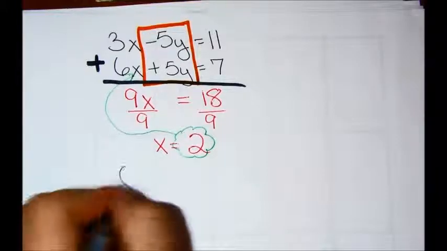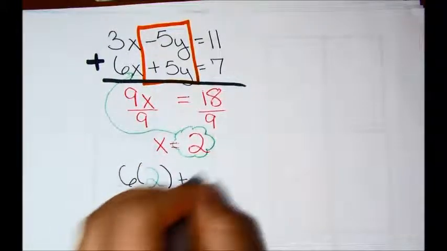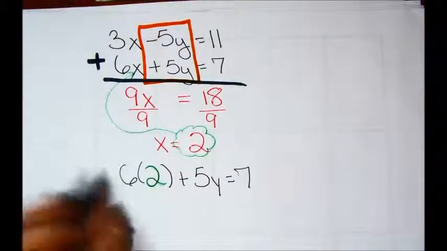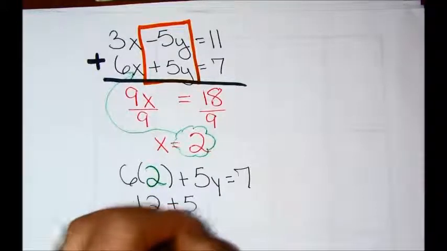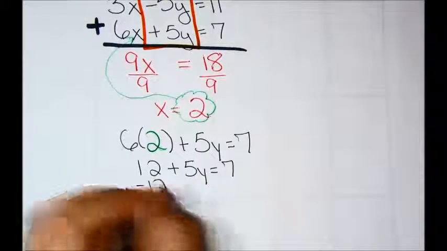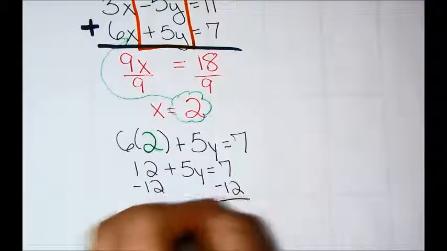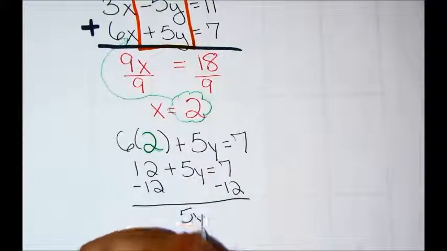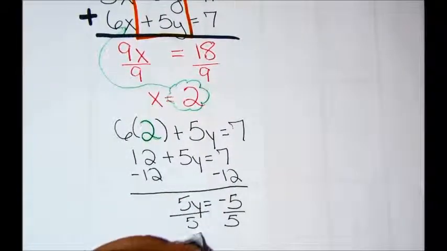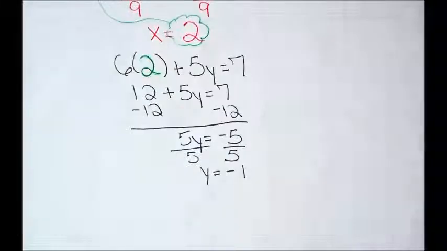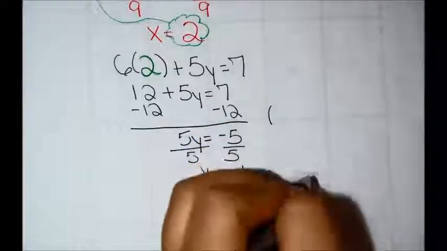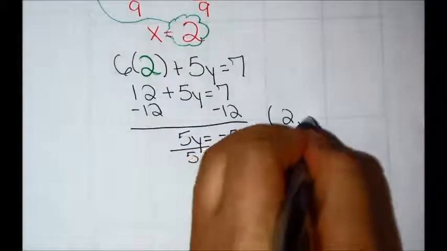So I have 6 times 2 plus 5y is equal to 7. 6 times 2 is 12 plus 5y is equal to 7. Subtract 12 from both sides and I get 5y is equal to negative 5. Divide by 5 and I get y is equal to negative 1. But I'm not finished because I have to write this as a point. My answer is (2, negative 1).